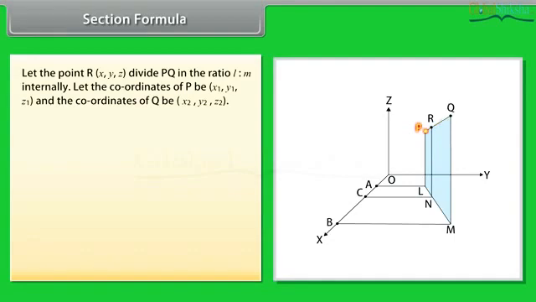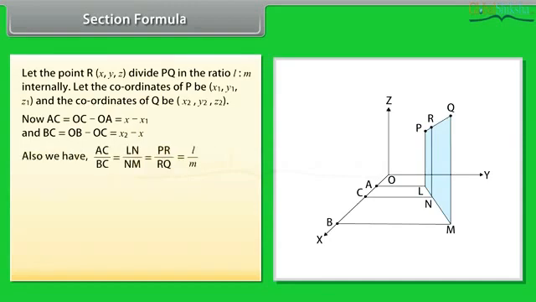From the points P, R and Q, draw PL, RN and QM perpendiculars to the XY plane. Draw LA, NC and MB perpendiculars to OX. Now, AC is equal to OC minus OA, which is equal to x minus x1, and BC is equal to OB minus OC, which is equal to x2 minus x.